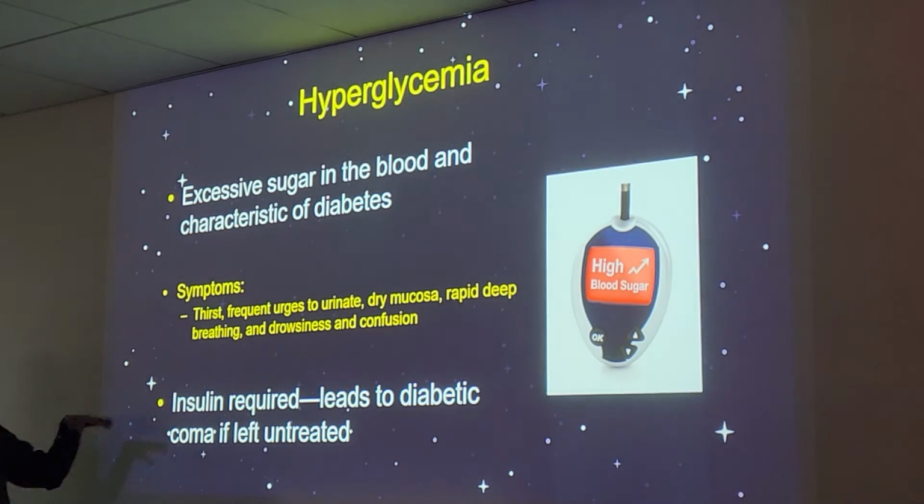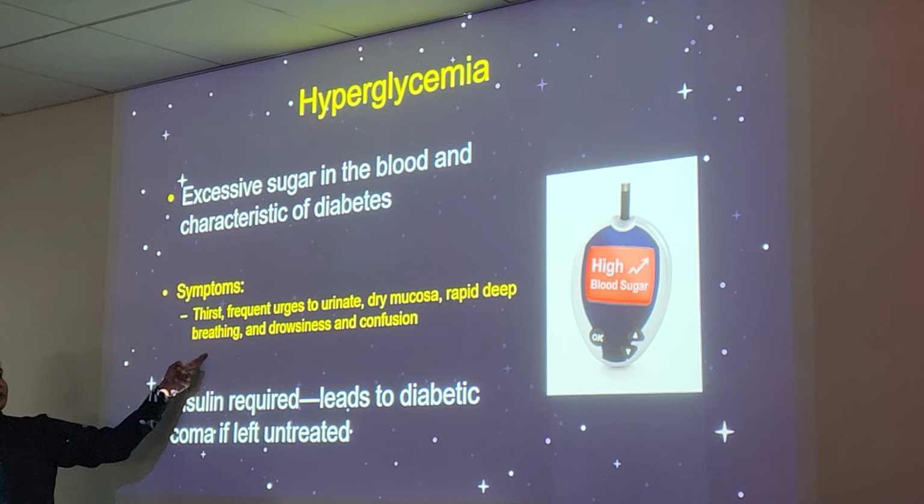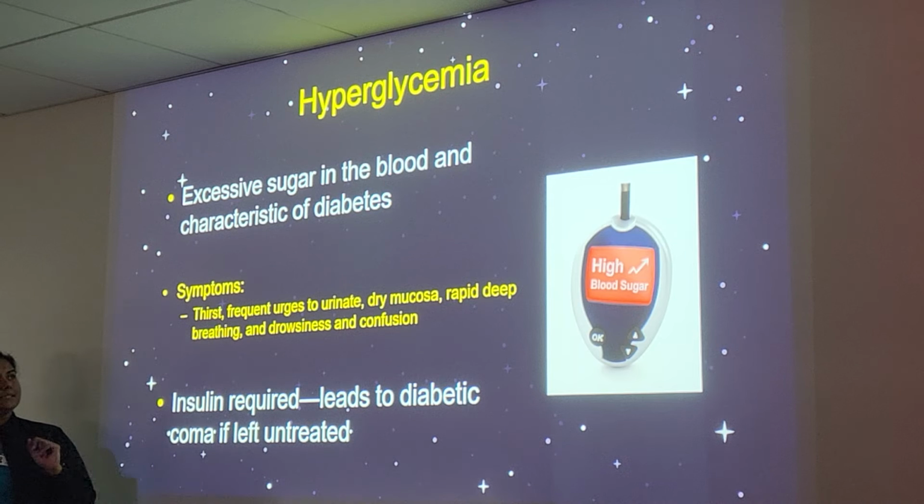So the symptoms for hyperglycemia: patients may feel thirsty, may have to use the restroom quite often, dry mucosa in their nose, rapid breathing, drowsiness, and confusion.